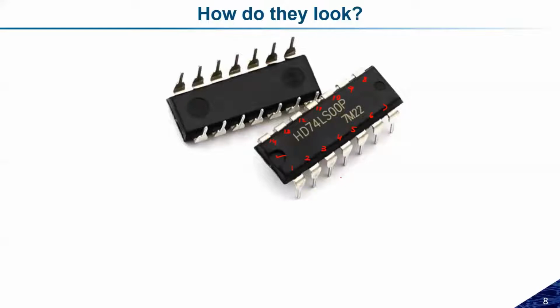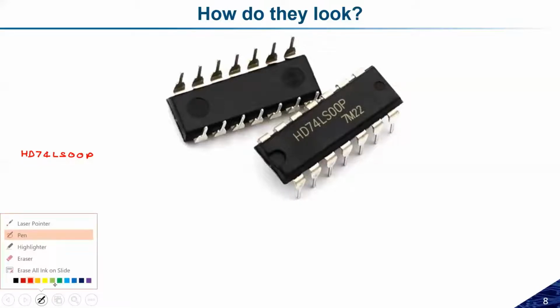One very important thing: you can see there are some numbers printed at the top of this IC. What is the meaning of this number? Let us try to understand that number first. The number is something like HD74LS00P. Let us understand one by one what all these things mean.